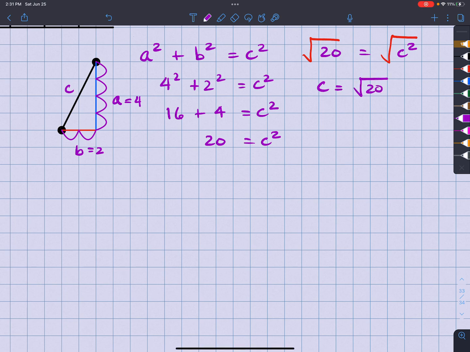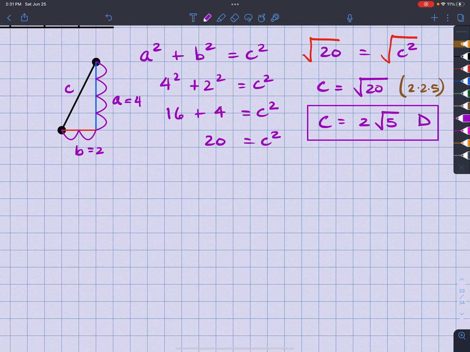which I can break down, right? Because in 20, isn't that 2 times 2 times 5? That's 20. So I have a pair of 2's that can come out. So that means C is going to be 2 square root of 5. And that, ladies and gentlemen, is choice D. And there we go.